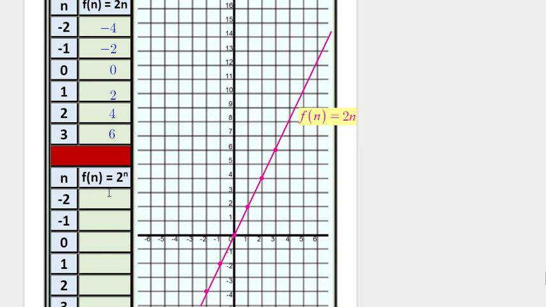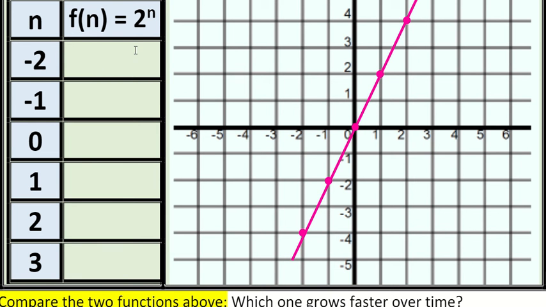So the next function is f of n equals 2 raised to the power of n. So we're going to go through and graph that. In this case, everywhere we see an n, we still replace it with the number in this column, but now it's an exponent. So the very first one, 2 raised to the -2 power. When you raise something to a negative, it means it needs to go into the denominator. And this is really 1 over 4.